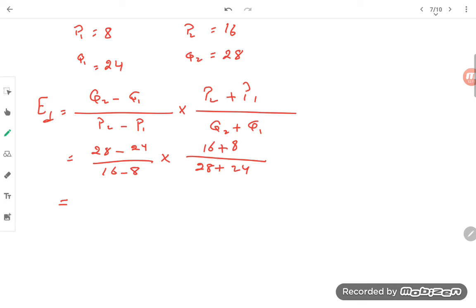If it's greater than 1, this is elastic demand. If it's less than 1, this is inelastic demand. If it's 1, it's unit elastic demand.